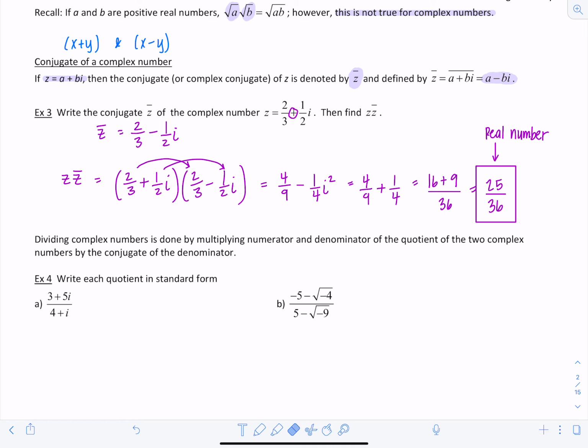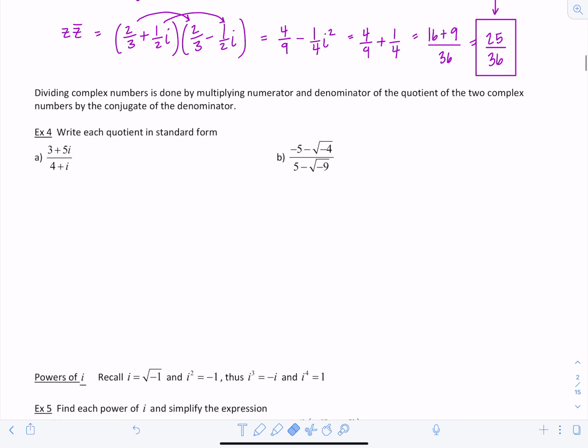Okay, we're going to use that idea now to help us divide complex numbers. And the way you do that is you multiply the numerator and denominator by the conjugate of the denominator. So anytime you're asked to divide or write something that has a fraction in it with complex numbers in standard form, you want to multiply by the conjugate of the denominator. So I'm going to multiply by 4 − i.